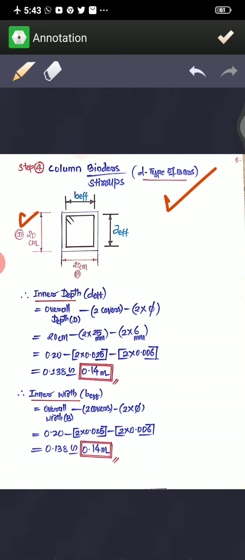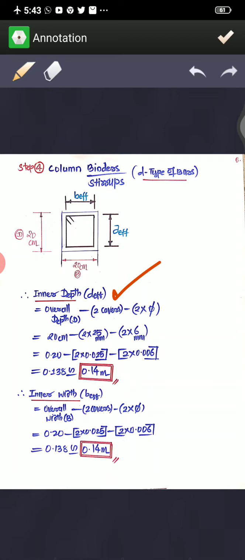See, the outer depth is 20 centimeter, the outer width is also 20 centimeter. Then you are supposed to determine the B effective and D effective, that is effective width and effective depth, by deducting the covers. So first I am going to determine the inner depth, that is D effective. So overall depth minus 2 covers minus 2 into dia. Now in the previous class also I told that if you deduct covers only, that much will be sufficient. But why am I going to deduct this 2 times dia?